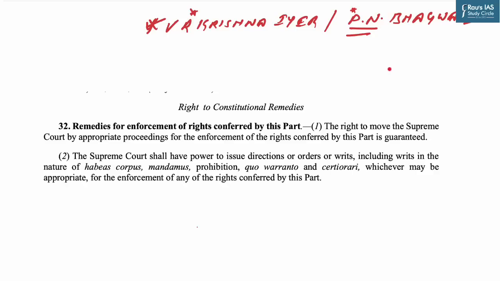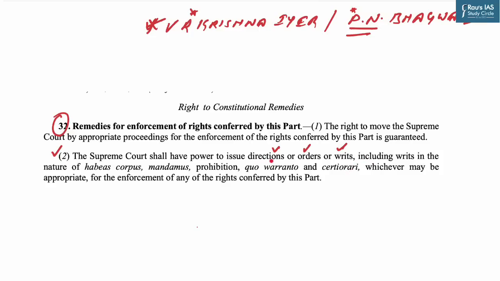The answer is yes. If you look at Article 32 sub-clause 2, it reads: the Supreme Court shall have power to issue directions or orders or writs, including writs in the nature of habeas corpus, mandamus, prohibition, quo warranto, and certiorari. Now pay focus on the first line.